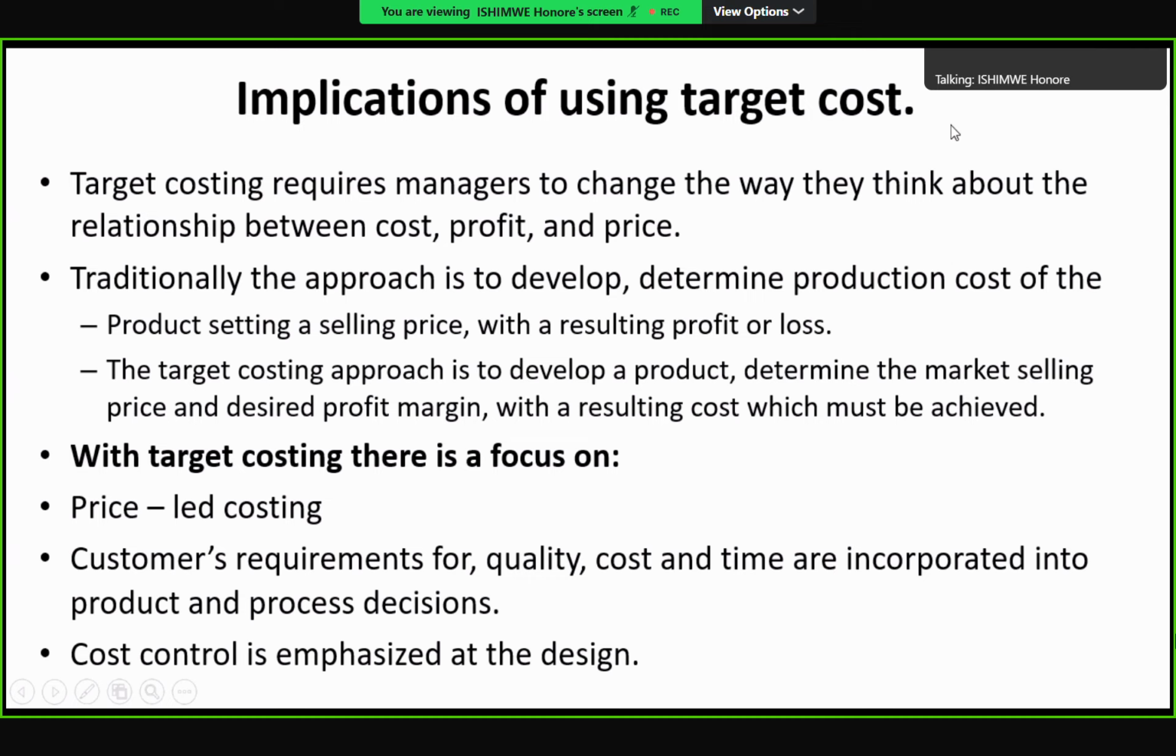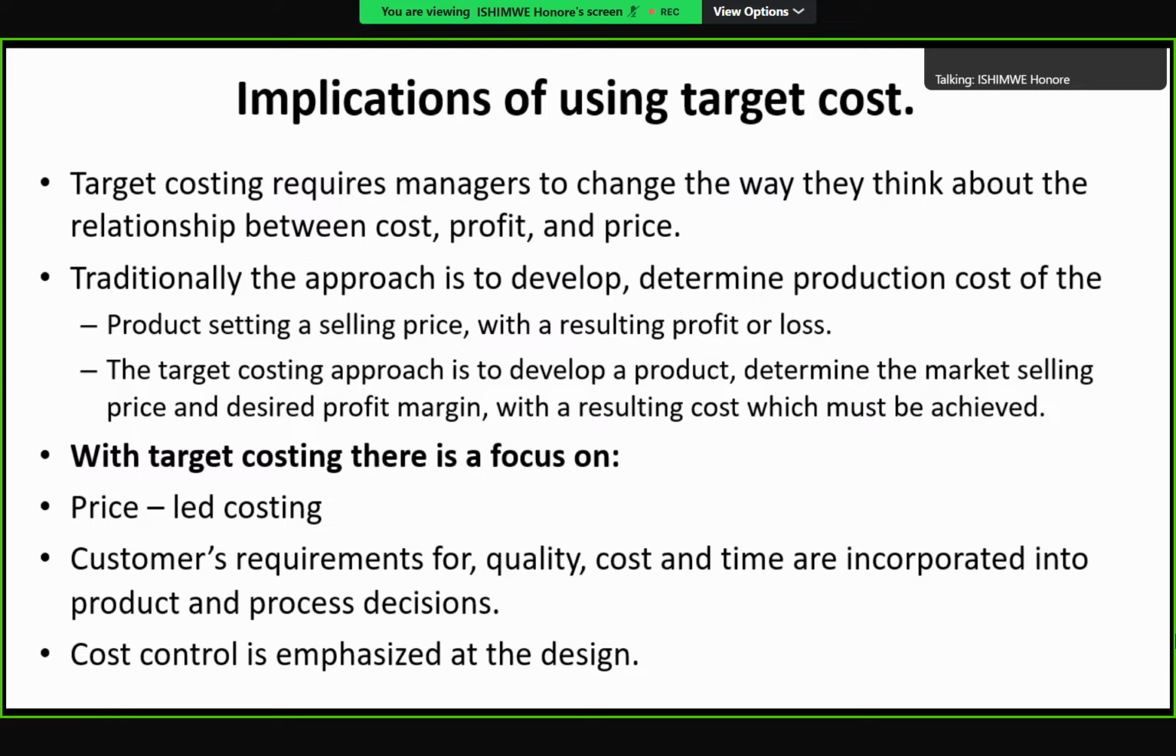I see the screen is preventing me from seeing something. Okay, what are the implications of using target costing? The first implication is they are saying target costing requires managers to change the way they think about the relationship between cost, profit, and the price. Okay, that is where I started.